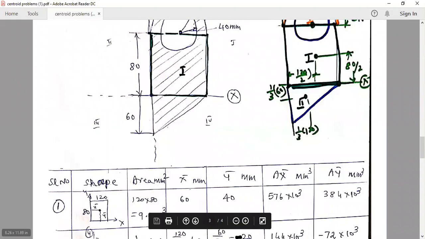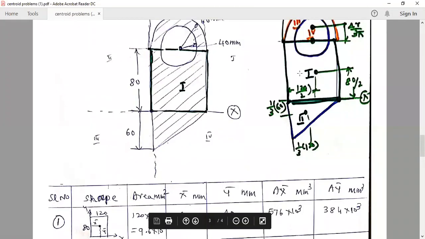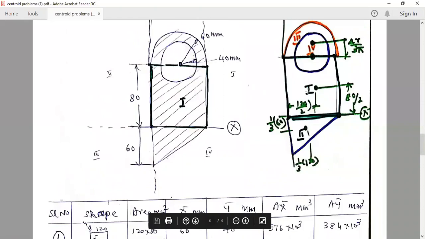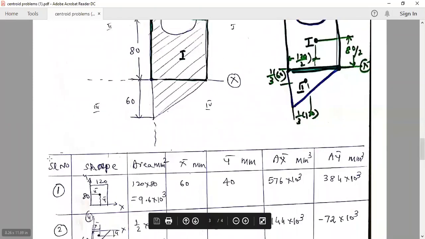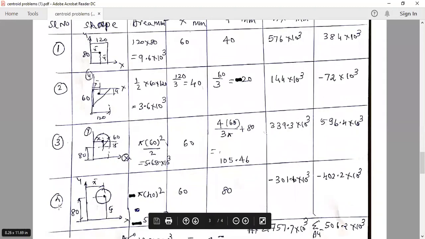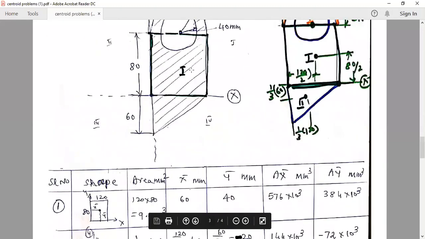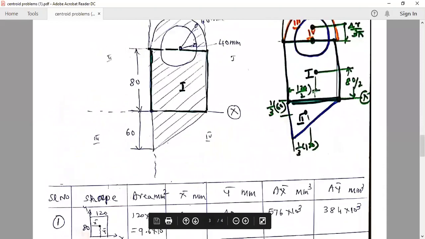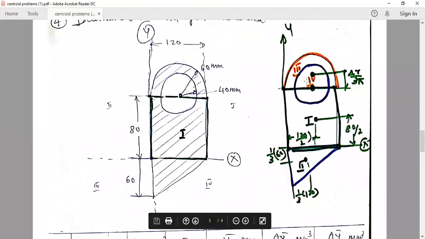The table contains, first, the serial number. Serial number means how many shapes you have divided the entire area into. I have divided into 4 shapes, so serial numbers 1, 2, 3, 4 I have put. Then the shape: first shape is rectangle, second shape is triangle, third shape is semicircle, fourth one is circle.